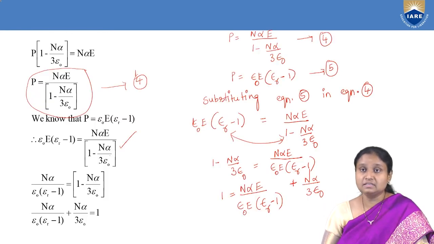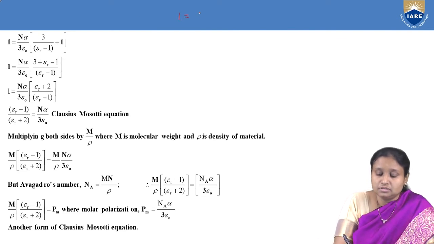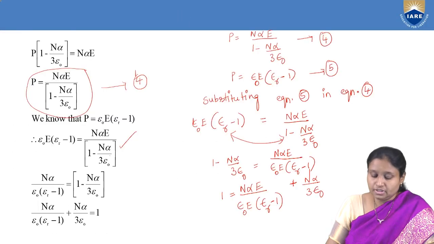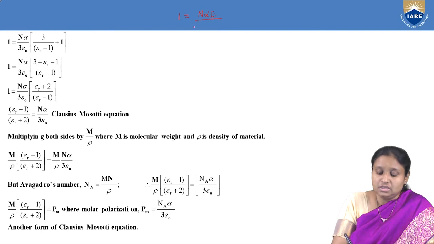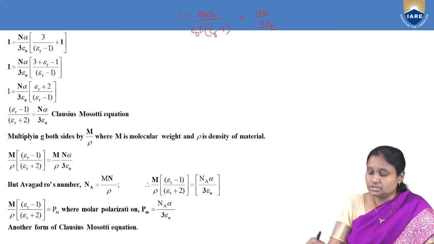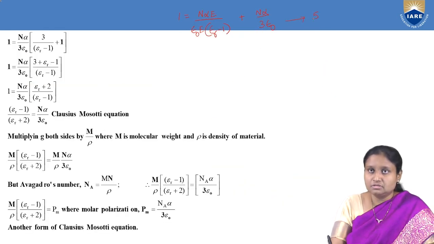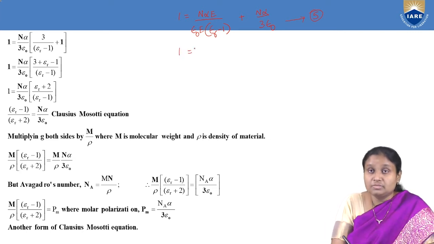So I'm going to write this equation again in our next slide. So what we got? N alpha E by epsilon naught E into epsilon r minus 1 plus n alpha by 3 epsilon naught, right? And what is the equation number? We can give this equation as 5. Then after that, taking out common terms outside.